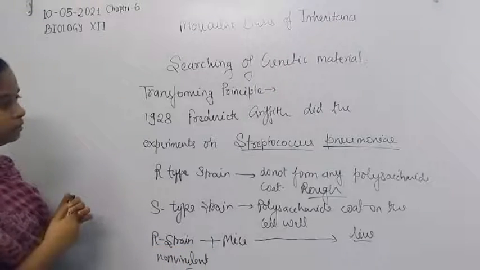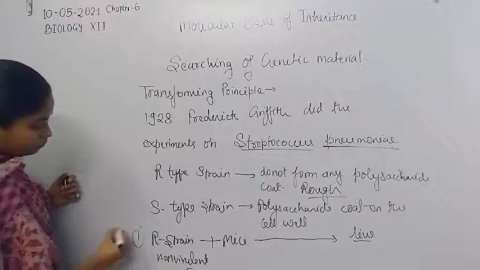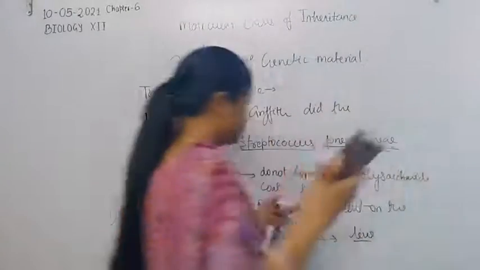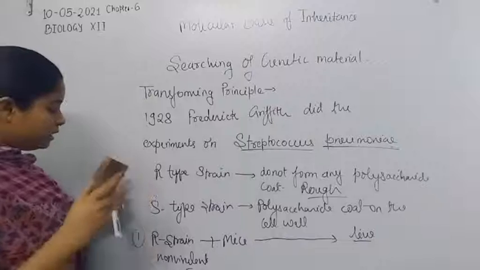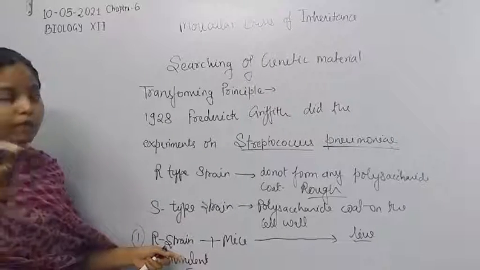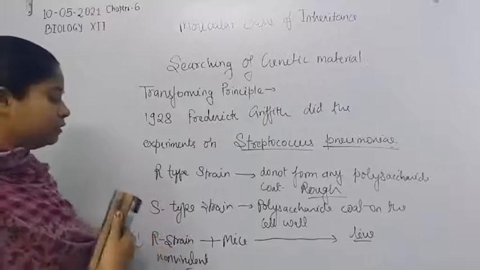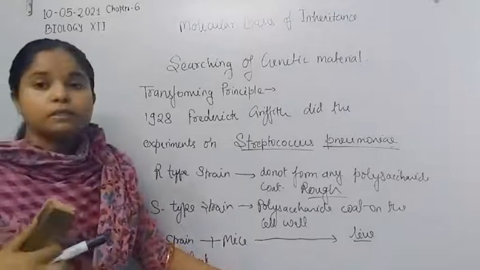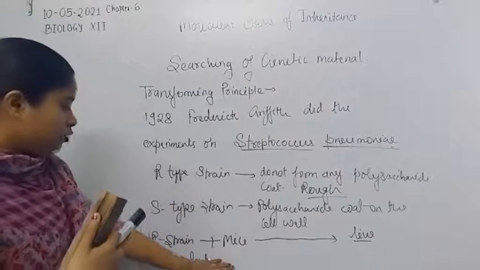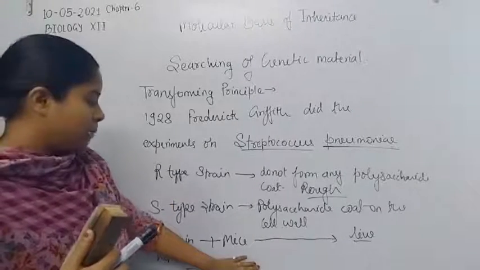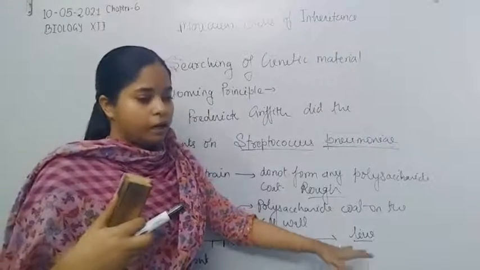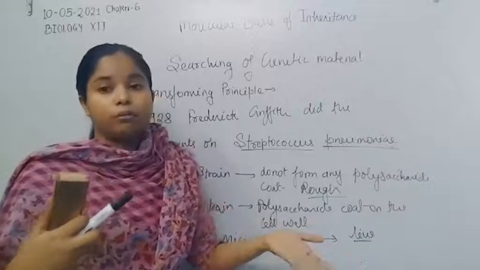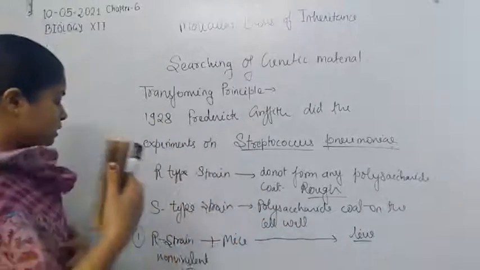Now what actually happened with the second experiment? This was the first experiment, in which the R strain did not cause any pneumonia in such mice. That's why it is considered a non-virulent strain, and the mice stayed alive and did not show any type of disease.